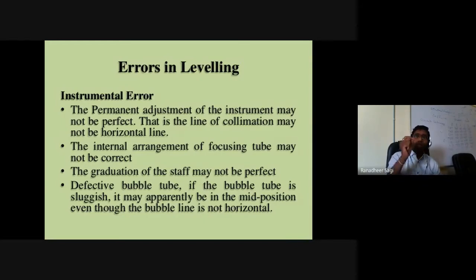If the focusing tube existing in your telescope is not proper, and you are not able to focus the object properly, it is obviously an error with regard to your instrument. Or if the markings on the leveling staff are not proper, or you don't see the divisions properly because the paint on the leveling staff is gone, then the measurements you take with that improper instrument are called instrumental errors.